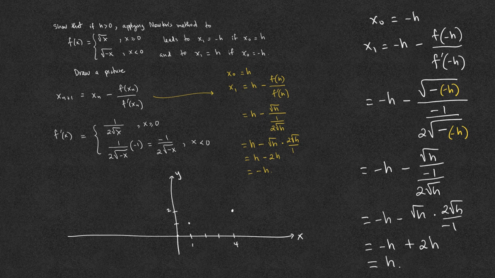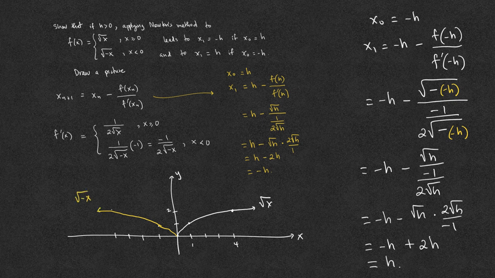Graphically, the graph of the square root of x is on the right hand side, and the graph of the square root of negative x is the square root function on the left hand side, but it is symmetric about the y-axis with respect to the graph of the square root of x.